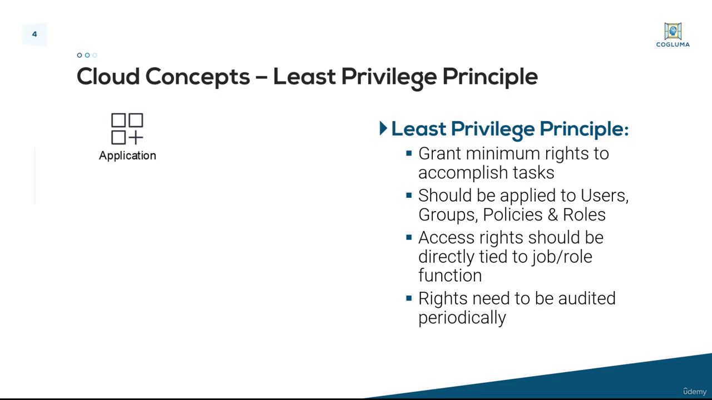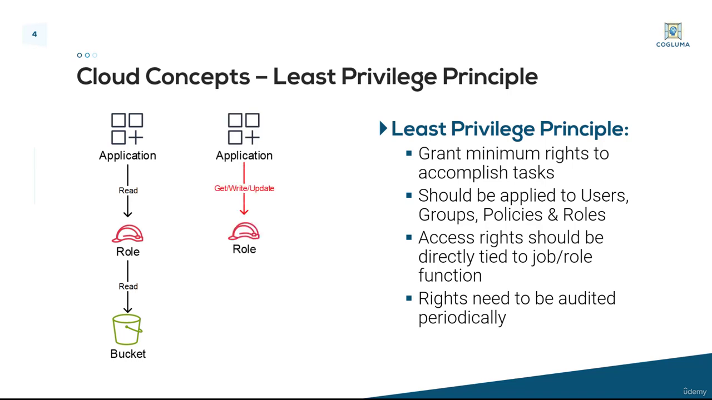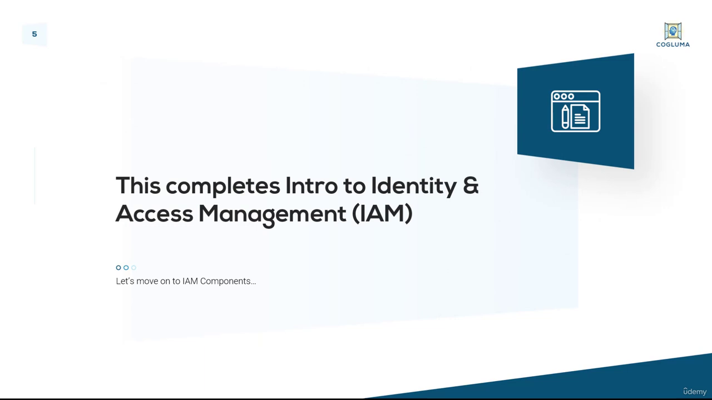Let's take a quick look at what this might look like. So if we have an application, it has read rights granted through a role, and those read rights go to an S3 bucket. So this application is allowed to read this S3 bucket because it has that role that allows it to do so. But we don't want to allow the application to get, write, update, do all of these other things. We do not want to give this application full control for this bucket. And so the role is only going to allow it to read, and it cannot get, write, or update to that S3 bucket.